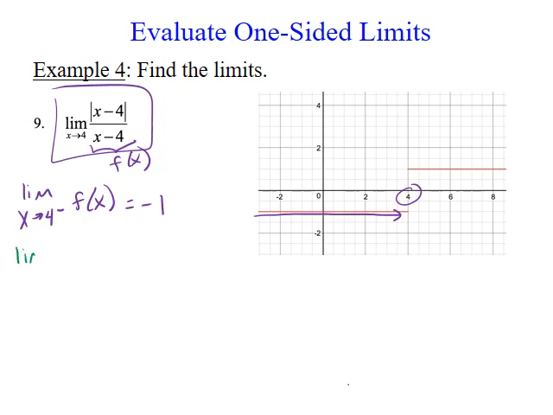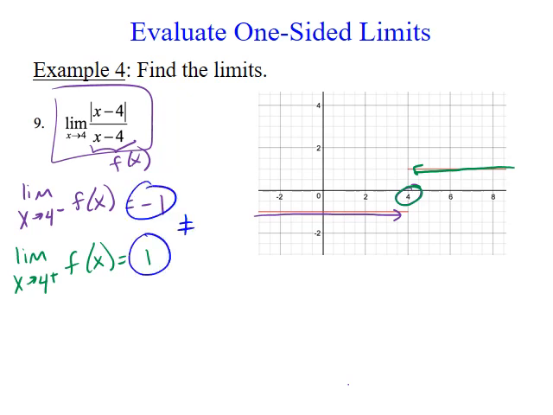On the other hand, as I approach 4 from the right, so as I'm approaching this x value of 4 from the right, this intended height is +1. Since the left-hand limit and the right-hand limit are not the same, we can say that the limit as x approaches 4 of f of x does not exist.